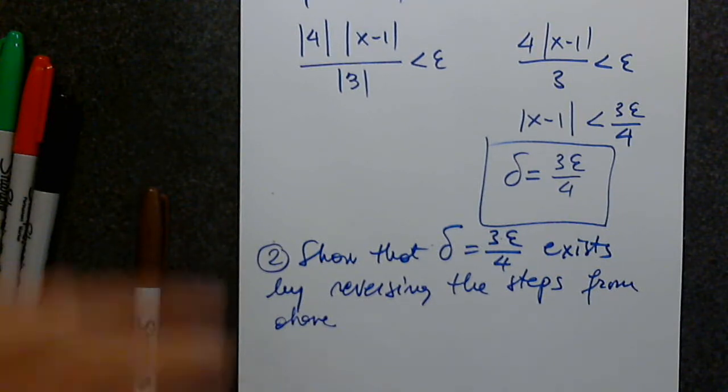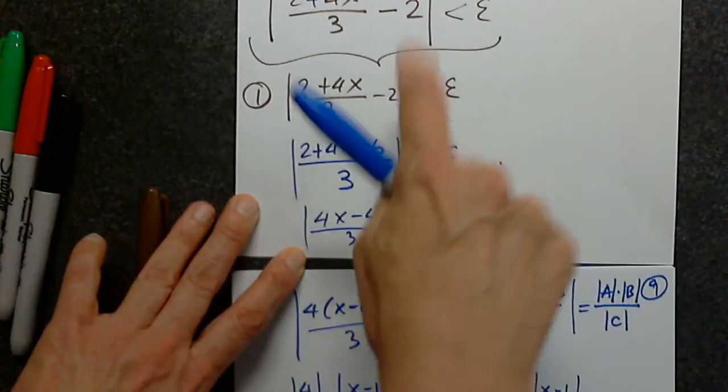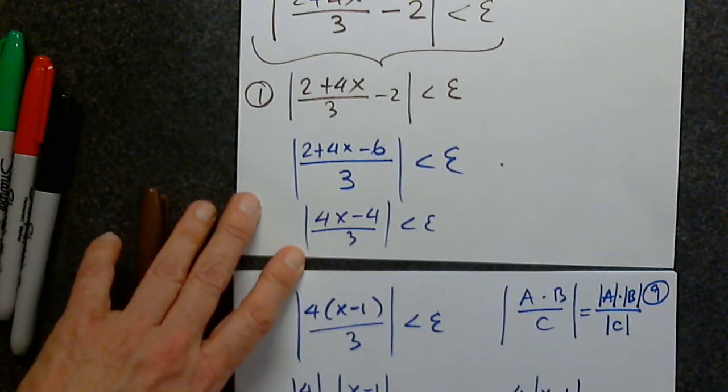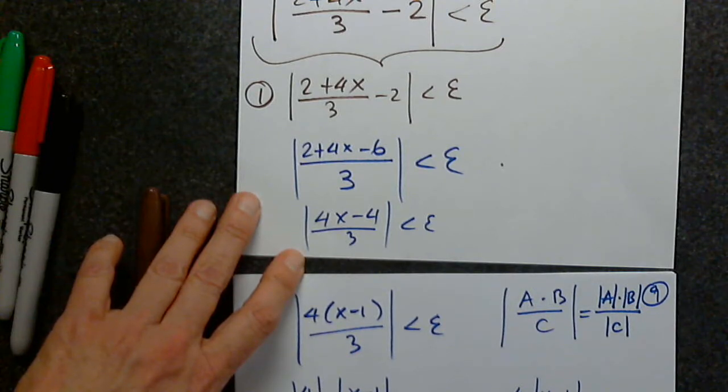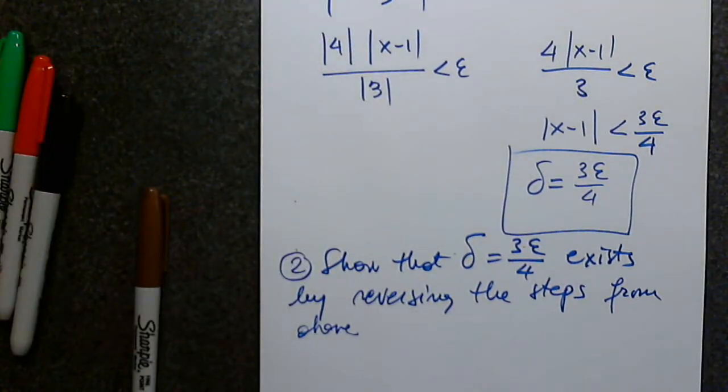From above. Yes. From here, here, here, here, here, here, here. So literally the same thing, just in reverse order. Exactly. But I don't want you to do it. I'm fine if you just remember that when you have a double equivalency, you have to show both ways. And you put this in writing and I'm fine. So literally just put the sentence: show that delta equals 3 epsilon over 4 exists by reversing the steps from above.